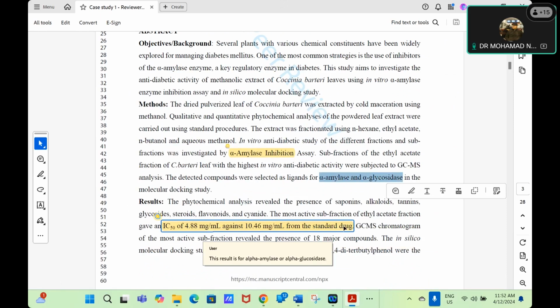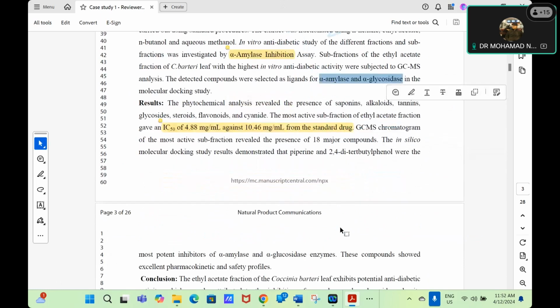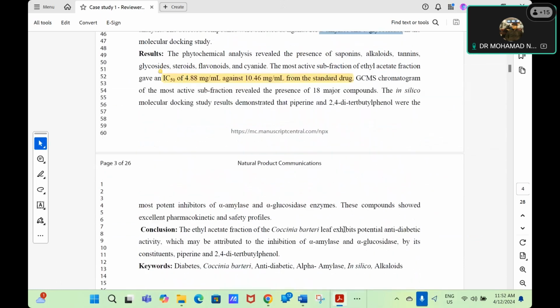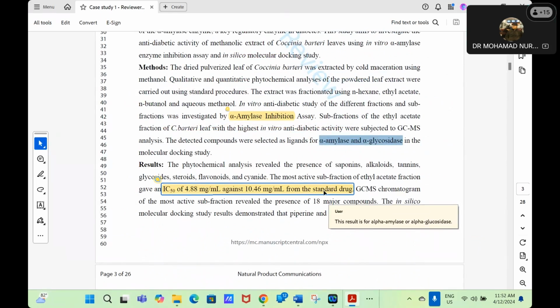They have two enzymes here in the results and discussion, but there's no mention of whether this result is for alpha amylase or alpha glucosidase. This is very weird. Because of this, I stopped reading the manuscript, sent it back to the chief editor, and asked them to do some corrections and resubmit. So this is what I do when I receive articles.